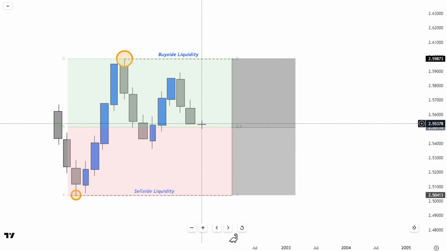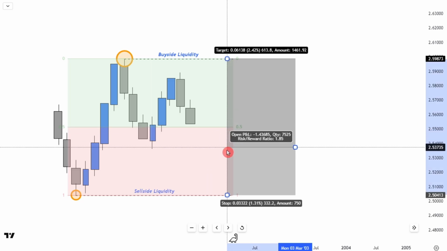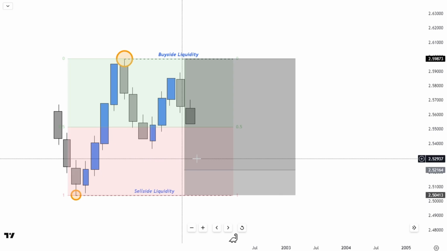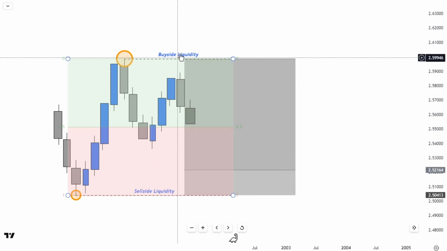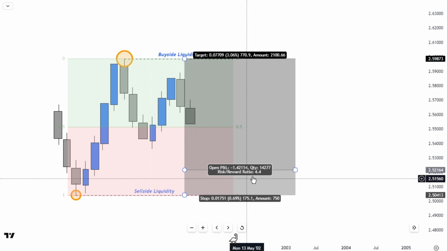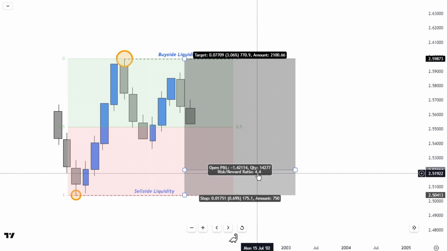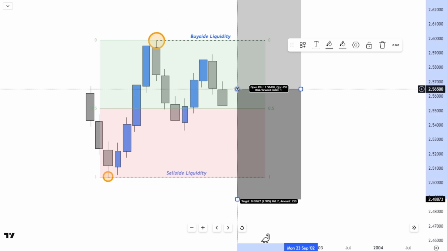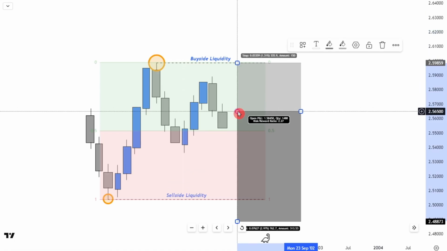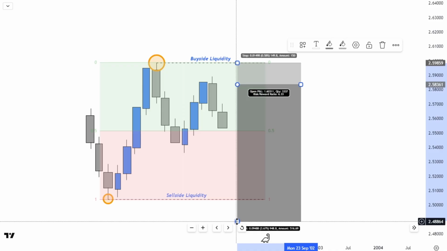However, if you wait for price to dip deeper into the discounted area before entering, your stop remains the same, but your potential reward increases significantly, giving you a much more favorable risk to reward ratio. The same logic applies to a short position. The deeper you enter into premium pricing, the better the risk to reward becomes.